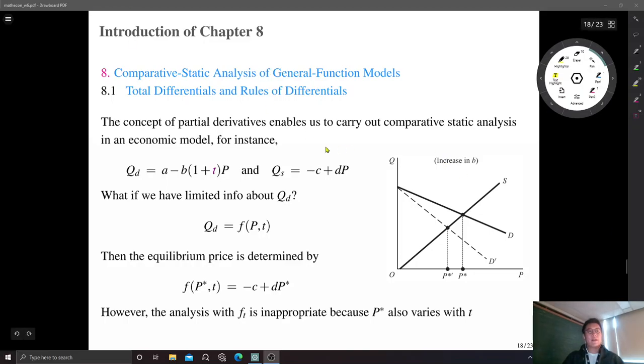Alright, in this video I'm going to talk about total differentials. That is the very first topic in chapter 8. So we finally move on to a new chapter, and in this video I'm going to talk about the first topic in that chapter. So in order to introduce differentials, let me go back to partial derivatives.